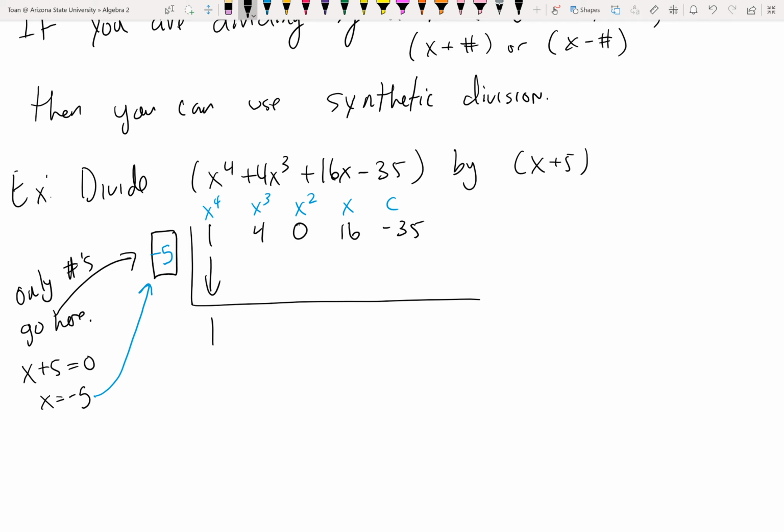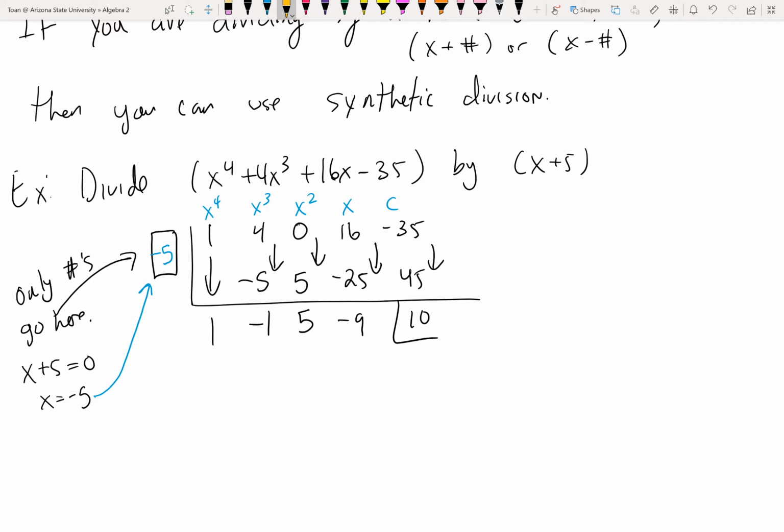Add down, so that's a 1. Multiply by the outside number. 1 times negative 5 is negative 5. Add down, that's negative 1. Multiply, positive 5. Add down, that's a 5. Multiply, negative 25. Add down, that's a negative 9. Multiply, that's a 45. Add down, and it's 10. And I always like to bracket off the last number. That's great. We're done. We divided.